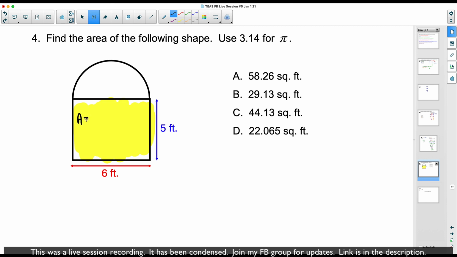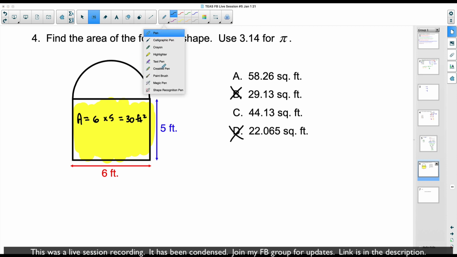So length times width, we're going to take the 6 feet times the 5 feet, and we get 30 square feet. So that's the area of the rectangle. Automatically, I'm going to go ahead and knock out B and D because the rectangle by itself has an area bigger than those. Y'all see what I'm saying?